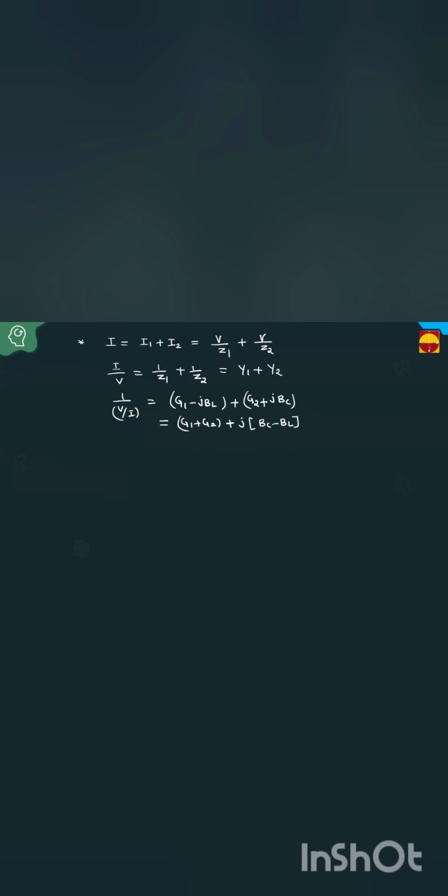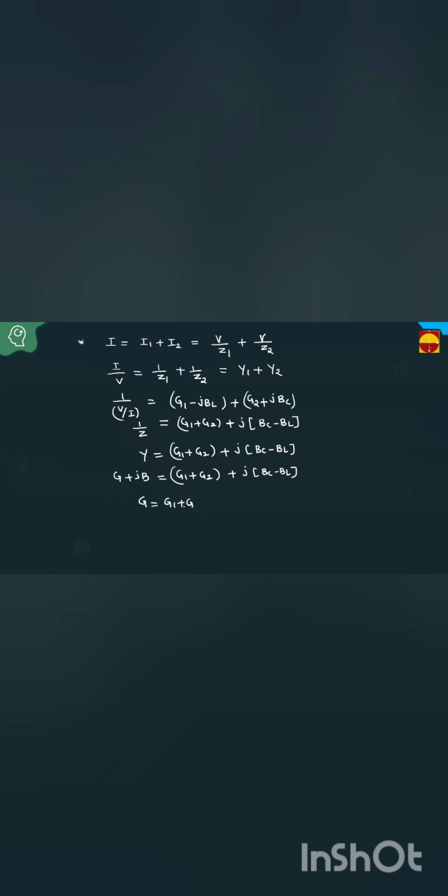BC minus BL. This is 1 by Z. 1 by Z is Y. Y equal to G1 plus G2 plus j into (BC minus BL). Then from this, what is the Y? You can write G plus jB is equal to G1 plus G2 plus j into (BC minus BL). Then from this, what is G equivalent? G equal to G1 plus G2.